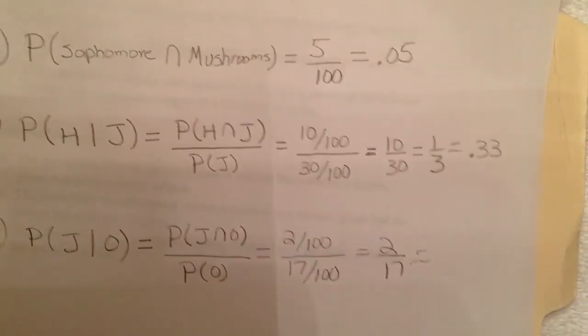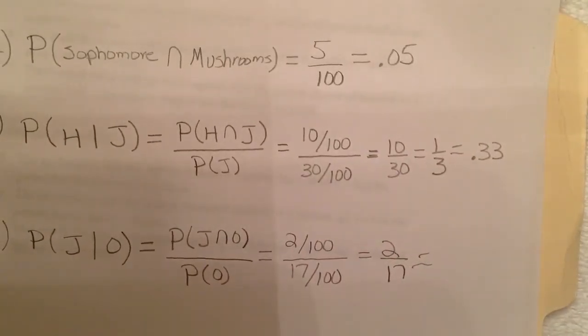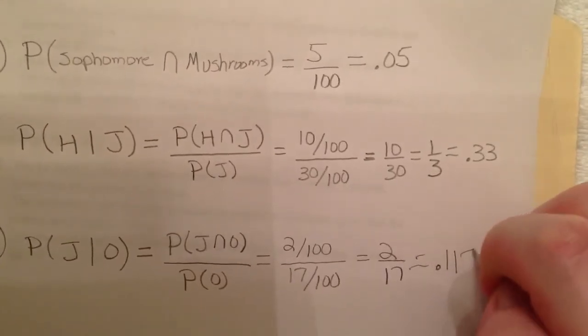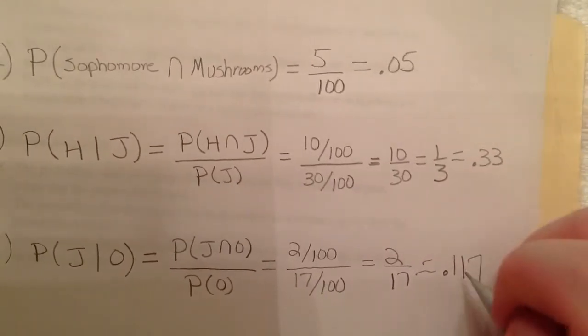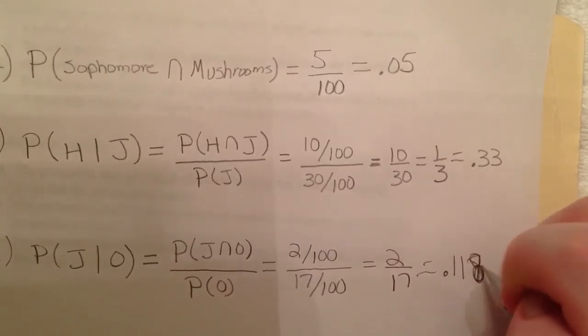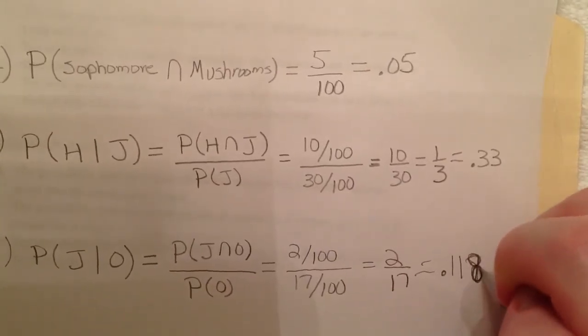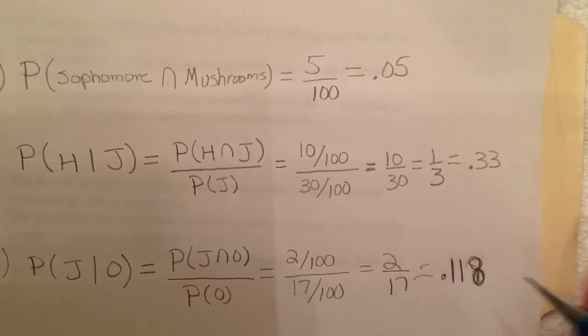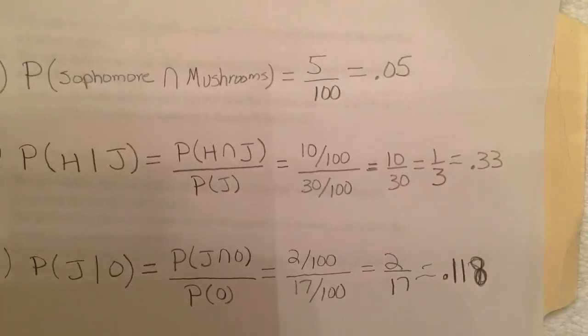If you were to write this figure as a decimal, it is a rather small number. Taking it out to about 3 decimal places, it is 0.1176, so rounding to the nearest 3 decimal places, we have about 0.118.